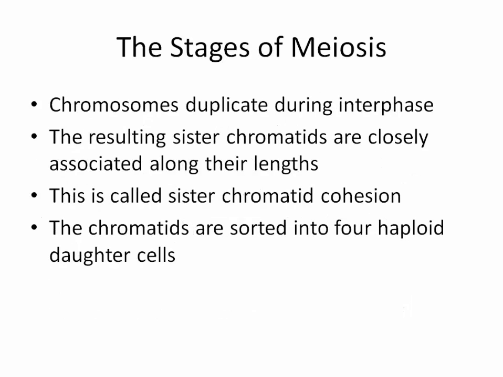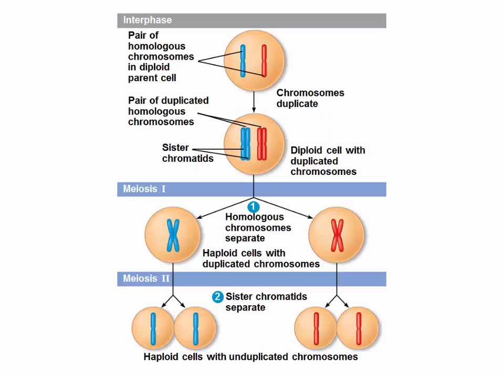Chromosomes duplicate during interphase, and the resulting sister chromatids are closely associated along their lengths, just like they do in mitosis. This is called sister chromatid cohesion. The chromatids are sorted into 4 haploid daughter cells ultimately. And here we are. Here is a picture showing you interphase. At the top, you have one pair of chromosomes. So this individual has only 1 pair of chromosomes. It's hypothetical, but that's how it is.